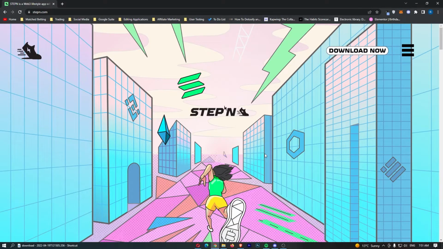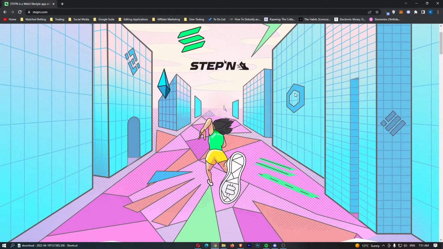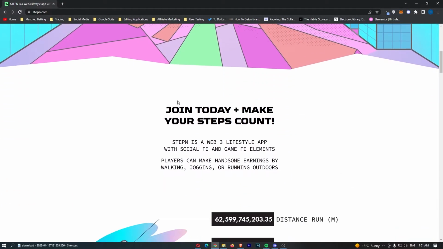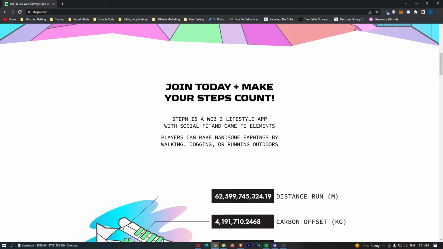Okay, so as you can see, I am here on stepn.com, and this is the main website for StepN. Now, it looks very cool right here. We have a very cool animation of this guy running through all of these different cryptocurrencies, and you can see right here, join today and make your steps count. So this tells you a little bit about the app. StepN is a Web3 lifestyle app with SocialFi and GameFi elements. Players can make handsome earnings by walking, jogging, or running outdoors.